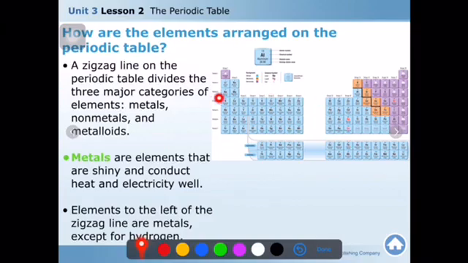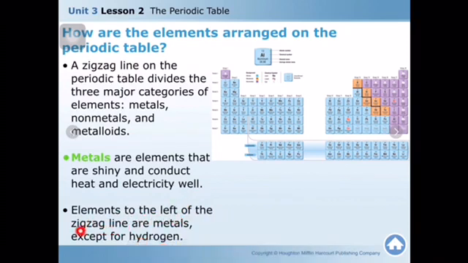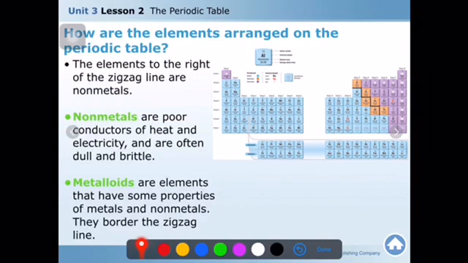The blue ones are metals. What are metals? They are shiny and conduct heat and electricity well. The elements to the left of the zigzag line are metals, except for hydrogen. Let's move forward. The elements to the right of the zigzag line are nonmetals. Nonmetals are on the right side of the zigzag line.